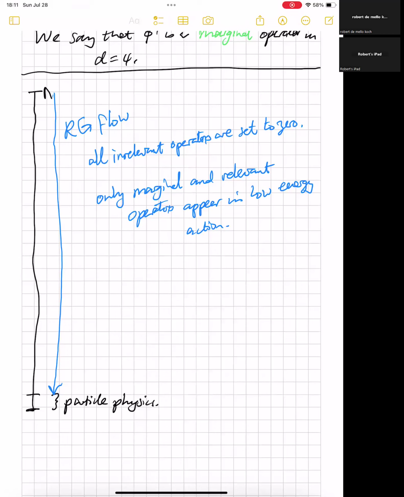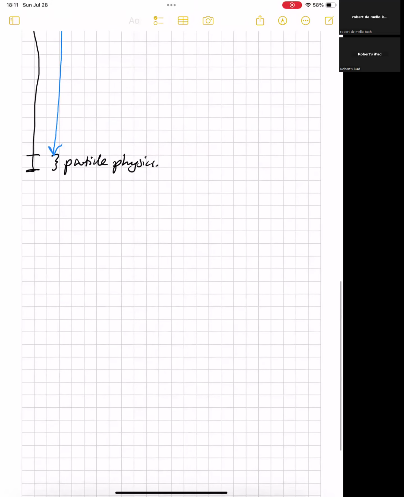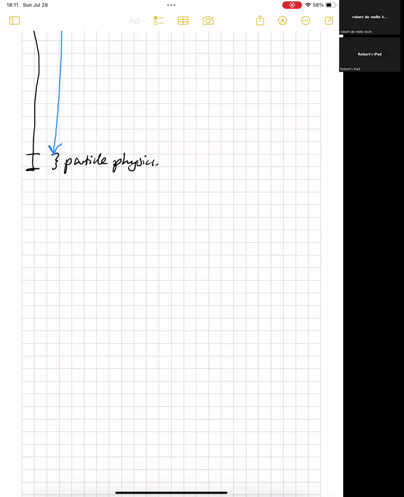It's only the marginal and relevant operators that appear in the low energy action. Now, I want to start with a little bit of dimensional analysis. You know that we've set h bar equal to 1. You also know that the action, which has the dimensions of h bar in our units, is dimensionless.